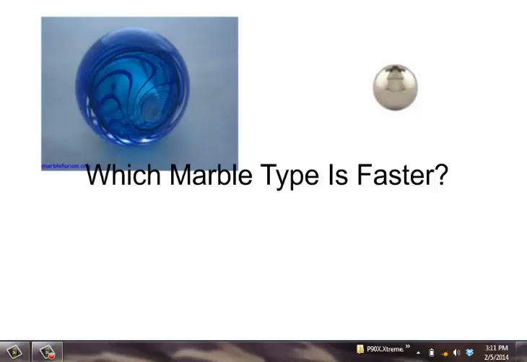Now in the back of your lab, we asked you to try thinking about if you had two marble types, a glass marble and a metal marble, which one would be faster? Okay, this is simply an exercise in making a prediction. So there's no right or wrong answer here. Make your prediction. Did you think that the glass marble would go faster or the metal marble would go faster?